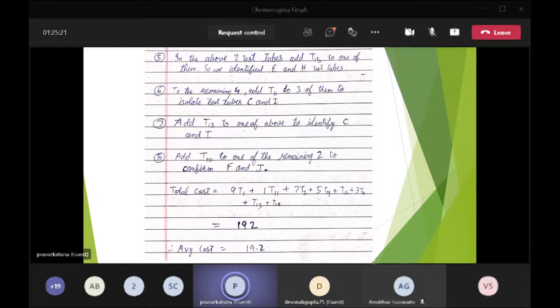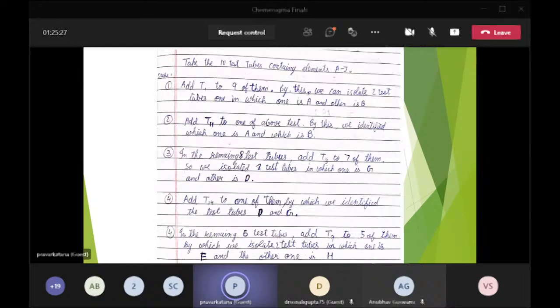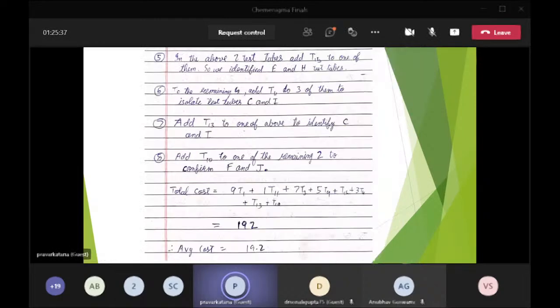So the total cost comes out to be 192 in this case, which we considered the worst case. Like in D and G here, in the third step, we considered that D also interferes along with G. So we tried to simulate the worst case and calculate the cost, which comes out to be 192.